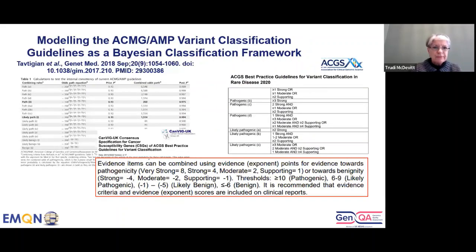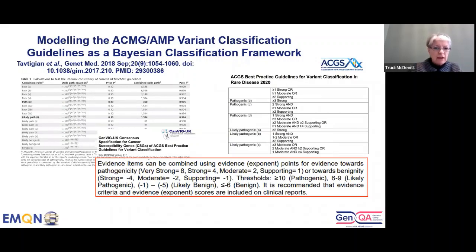So next slide, please. Following on from that, the Bayesian classification framework was developed to refine this more, and as a result, the ACGS further refined the original rules, adjusting them to the Bayesian framework to provide the table that's available for you to refer to in the 2020 guidelines. There's a small error here in that the cut and paste just missed off the top section, but if you look in this paper, the top section should be pathogenic A, and the first line will be one very strong, followed by a strong, moderate, and supporting.